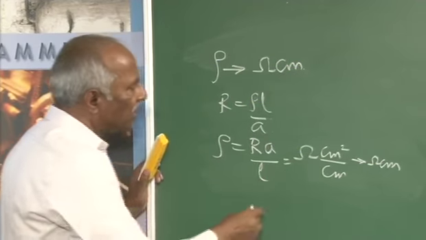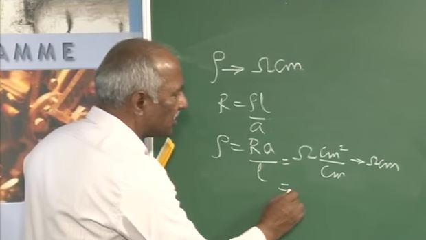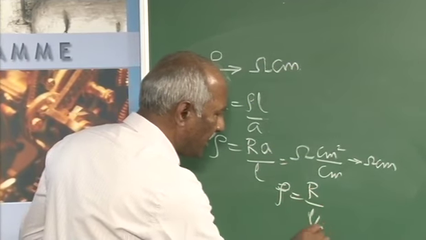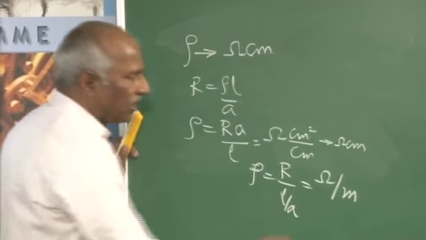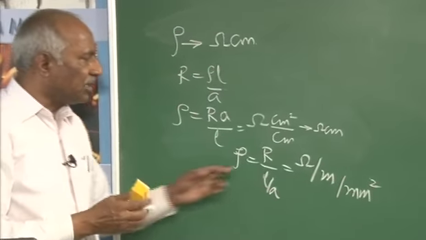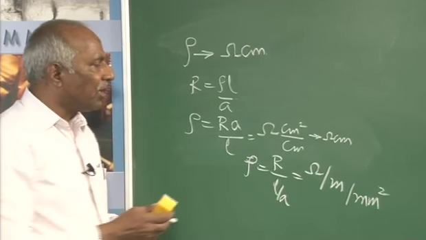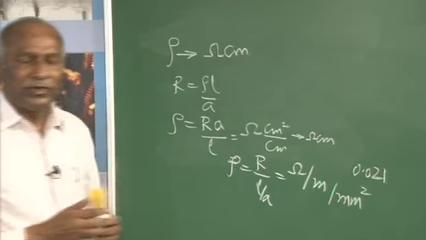However, many a times the area involved is less, and the length involved is large. In that respect, this is represented as rho is equal to R by L by A. This will be equal to ohm, with length represented in meter and area represented in millimeter square. In that respect, it can also be represented as ohm per meter per millimeter square. And for copper, it can be taken to be equal to 0.021 at about 75 degrees centigrade.